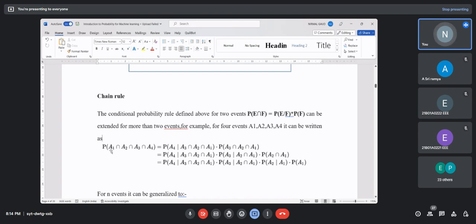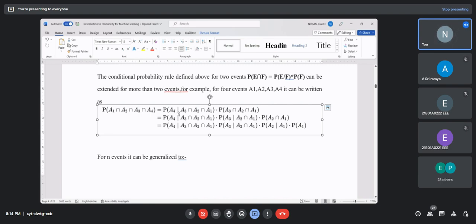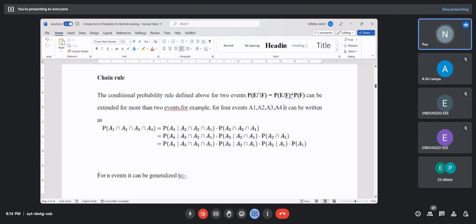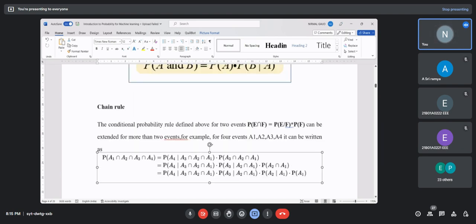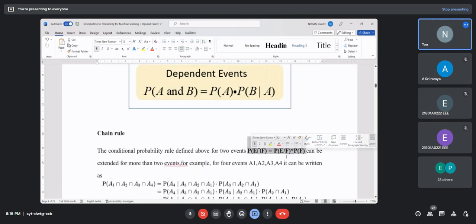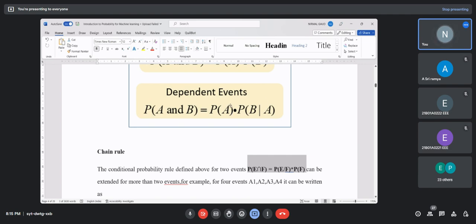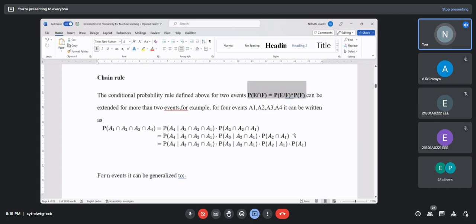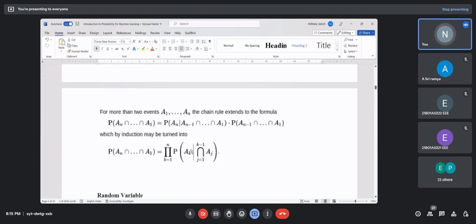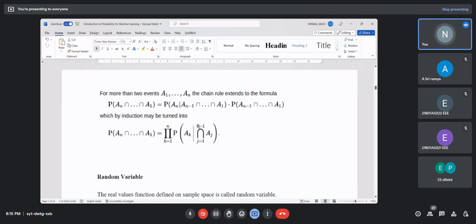So P(A1 intersection A2 intersection A3 intersection A4) will be like this: P(A4 given A3, A2, A1) into P(A3, A2, A1). That means I split this, and then I can resplit A3 given A2, A1, then P(A2 given A1), and so on. This is the chain rule. So this conditional probability for two events, E and F, can be extended to three events or four events and so on with this formula. That's the chain rule. In generalization, they have taken a summation of that. So it's not a big deal.